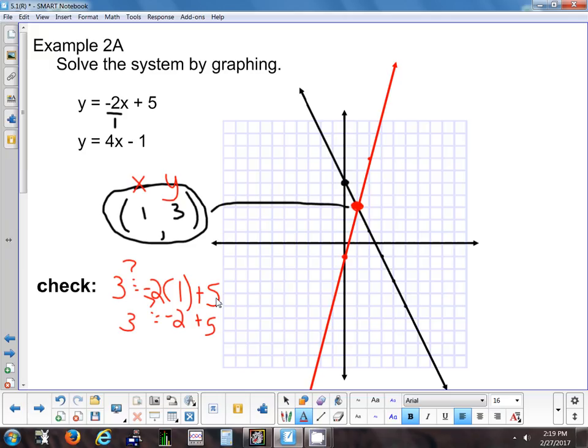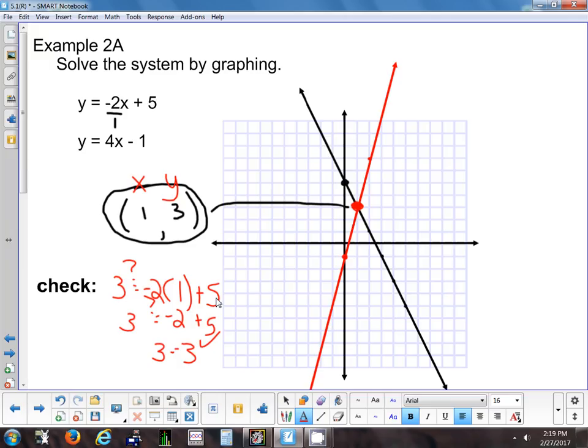So -2 plus 5. I'm going to read it. So I always say take the sign of the bigger number. I know my answer is going to be positive because 5 is bigger than 2. So I'm just going to read it backwards. 5 minus 2 is 3.